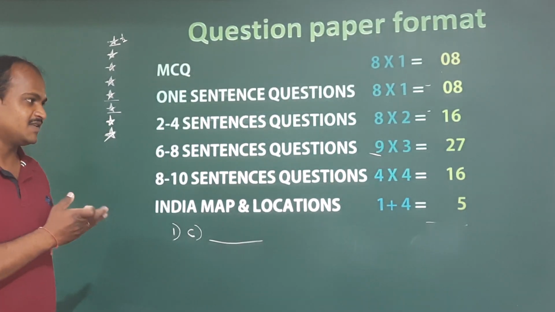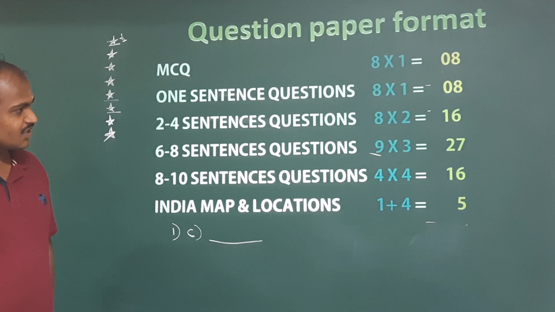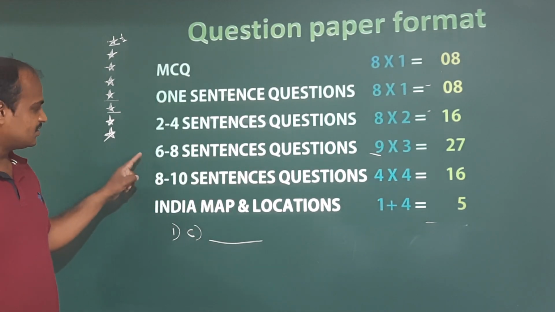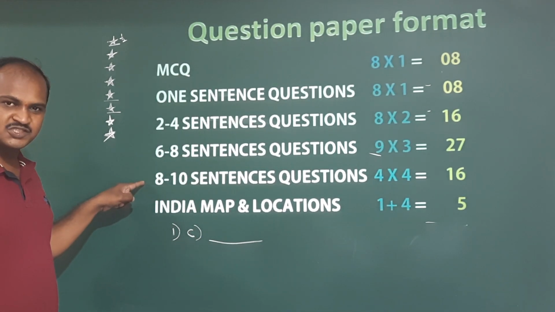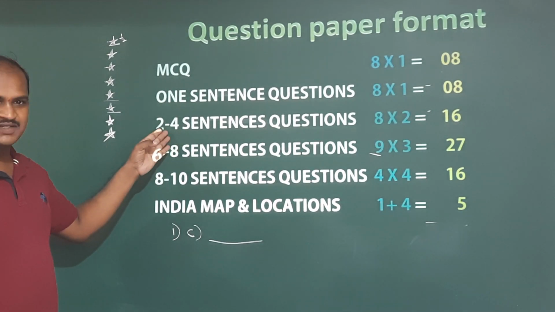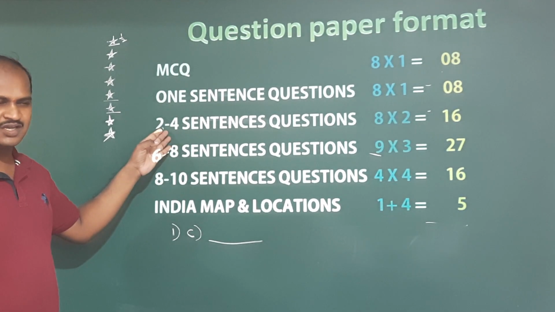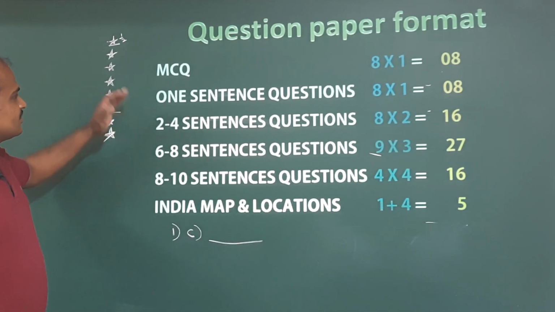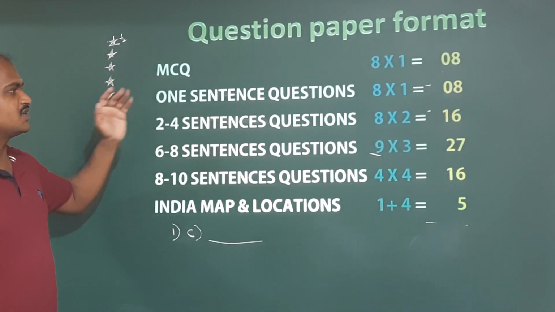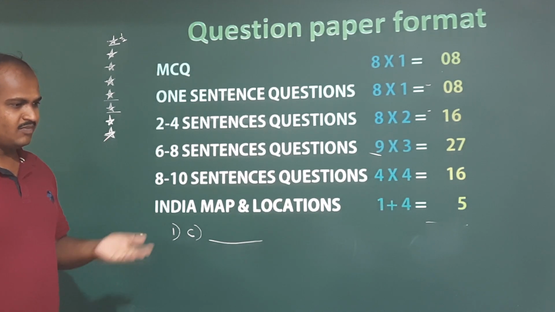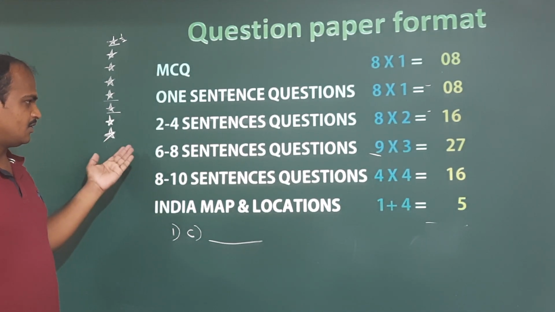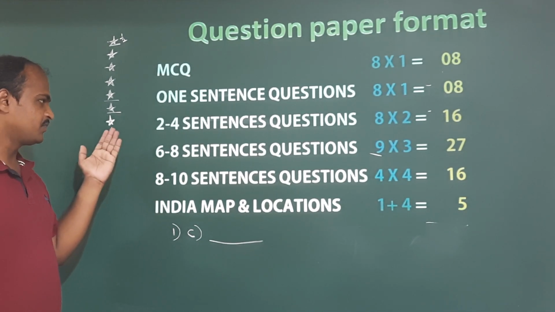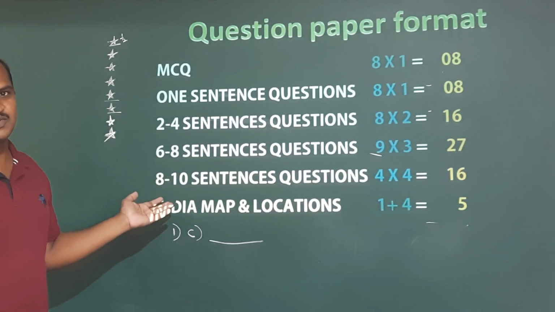So 1 plus 4 is equal to 5. The number of 3-mark or 4-mark questions will be asked over again. The remaining 2-sentence and 2-mark questions you will be able to answer. Then, the same way, the India map will also get you 5 marks. Then the question is, what about the MCQ and one-sentence questions? Yes, you will be able to write the answers from studying the 3-mark and 4-mark questions.